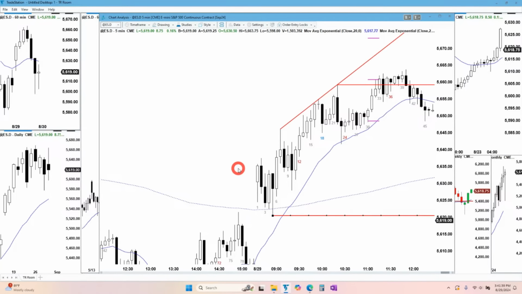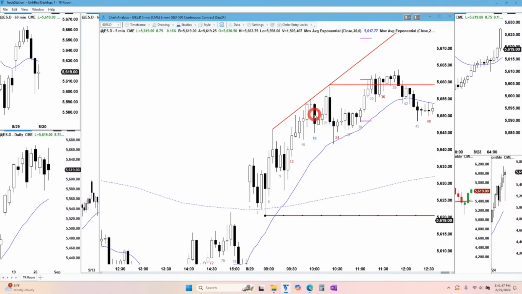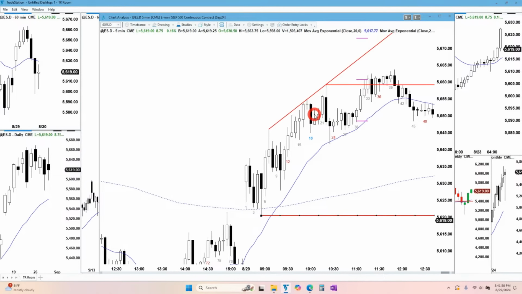Weak bull bar, breakout, pullback, sell. But why aren't the bulls triggering stop entries? They did here, but it didn't go anywhere. And then we got a doji 48, bull bar 49, bear bar 50.